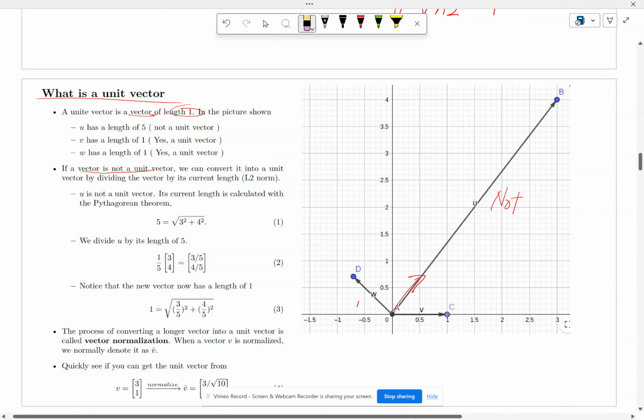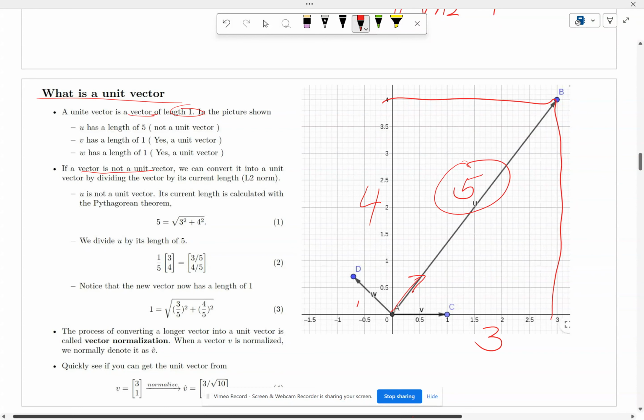So, for example, this vector is 3, 4, so this must be 5. 3, 4, 5. So this right here is the length. And the coordinate of this is 3, 4. Well, if you want to normalize this, or make this a vector of length 1, all you have to do is divide this by the length, which is multiplying by 1/5. And now you have 3/5, 4/5.